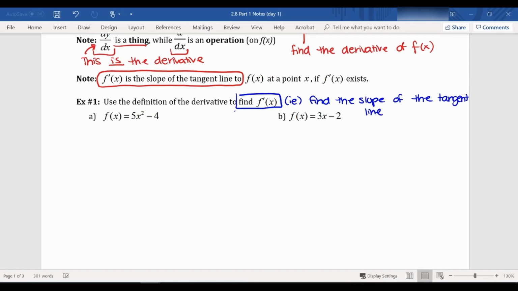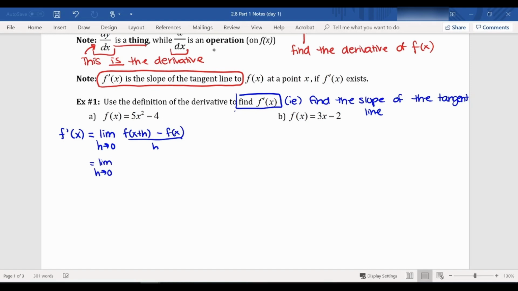Okay. And it says use the definition of the derivative. Well, the definition is that f prime, or your slope of your tangent line, is equal to the limit as h approaches 0 of f of x plus h minus f of x all over h. Sometimes they will actually give you an x value, which we will see later on.